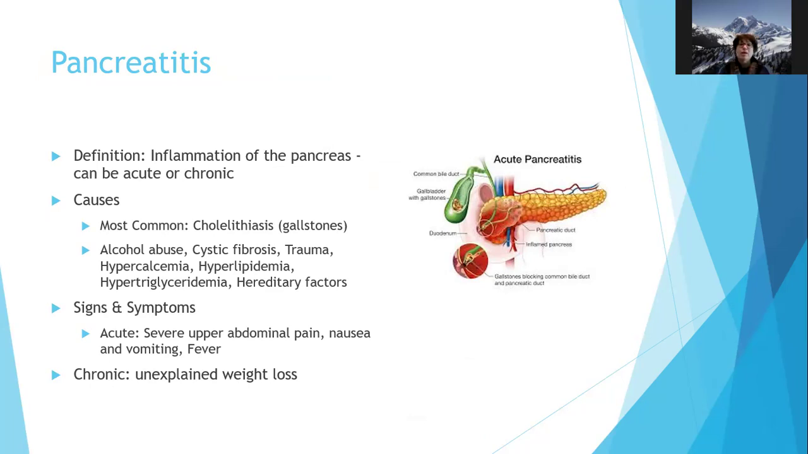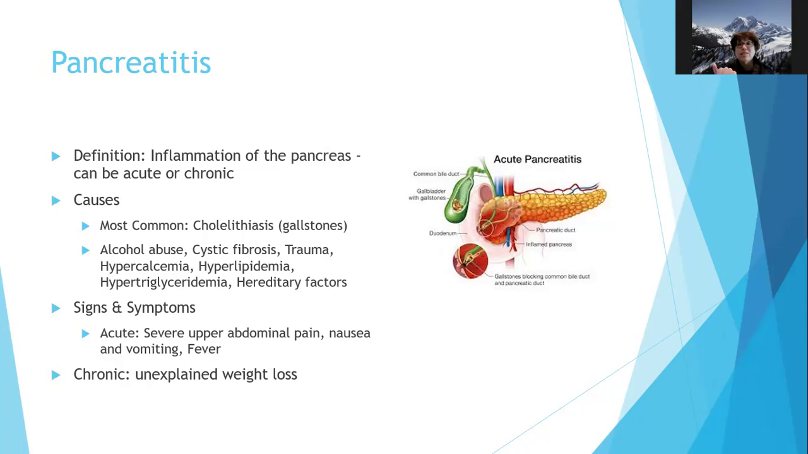Well, the interesting thing about the pancreas is it doesn't have a capsule like a lot of the big organs. So when you get the digestive enzymes loose, it can actually digest itself, which that's not good. The other things, alcohol abuse, cystic fibrosis, trauma, hypercalcemia, hyperlipidemia, hypertriglyceridemia, or hereditary factors can all be causes for pancreatitis.